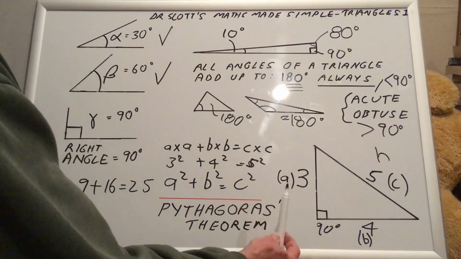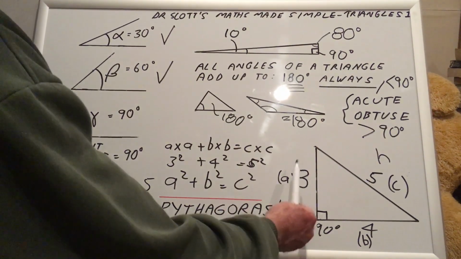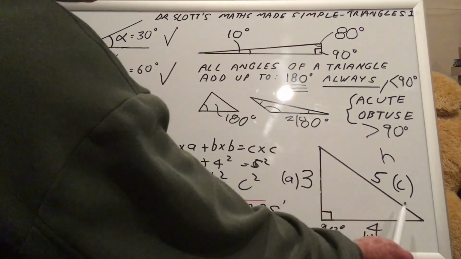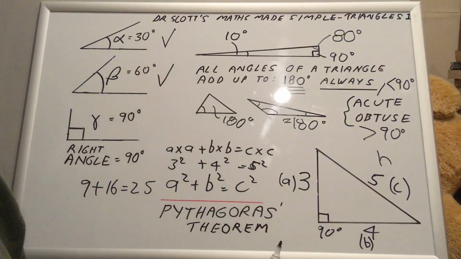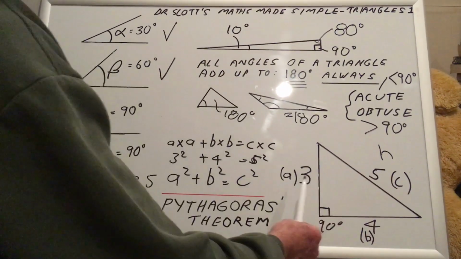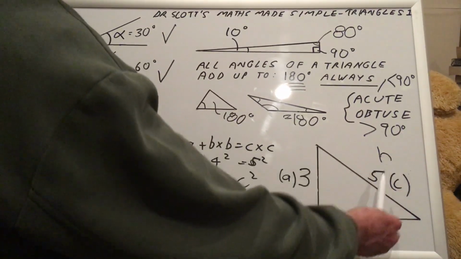So in any right angled triangle, the two shorter sides squared and added to each other equal the big side squared. A squared plus B squared equals C squared. 3 squared plus 4 squared equals 5 squared.